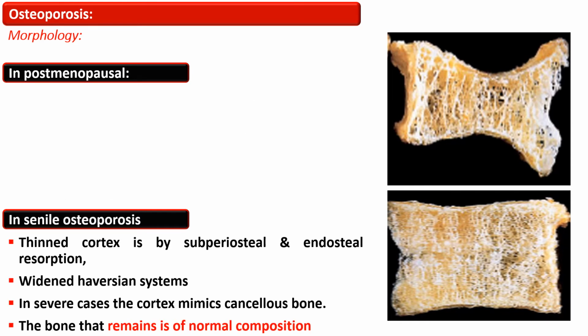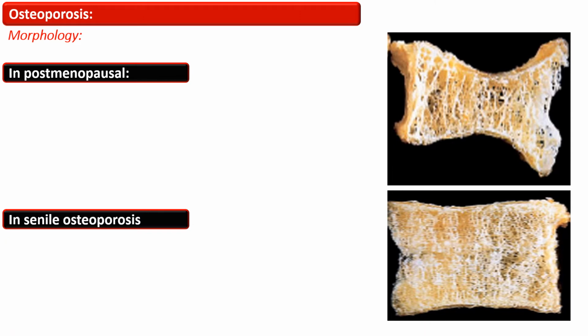In senile osteoporosis, there is widening of the Haversian system with thinning of the cortex as a result of subperiosteal and endosteal resorption. In severe cases, the cortex looks like cancellous bone, but composition of bone is normal. Though there is presence of discontinuity or gaps within the trabecular bone, the senile osteoporosis showed decreased trabecular thickness, and postmenopausal osteoporosis displays discontinuity between the trabeculae.